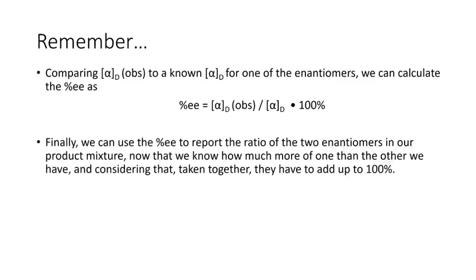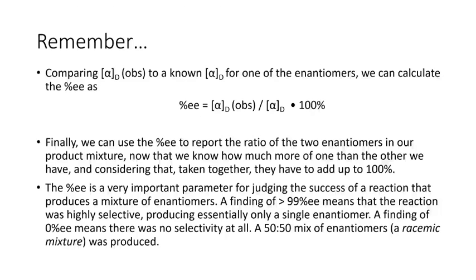Furthermore, comparing our observed specific rotation to the known specific rotation for one enantiomer, we calculate the percent EE as the ratio of those two times 100%. Finally, we can use the enantiomeric excess to report the ratio of the two enantiomers in our product mixture, now that we know how much more of one than the other we have, and considering that taken together, they have to add up to 100%. The enantiomeric excess is a very important parameter for judging the success of a reaction that produces a mixture of enantiomers. A finding of greater than 99% EE means the reaction was highly selective, producing essentially only a single enantiomer. A finding of 0% means there was no selectivity at all. A 50-50 mix of enantiomers, a racemic mixture, was produced.